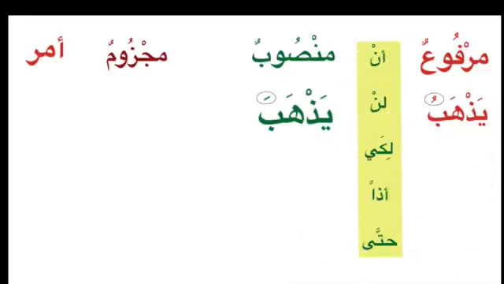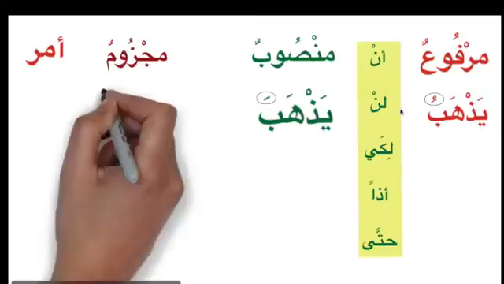So there's something that comes in front. These are the most common harf nasb which make a fi'l nasb: an, lan, likay, izan, hatta. So an yadhaba, lan yadhaba. So we know there's something there which is making the fi'l mansub. Otherwise, naturally it will have a damma.